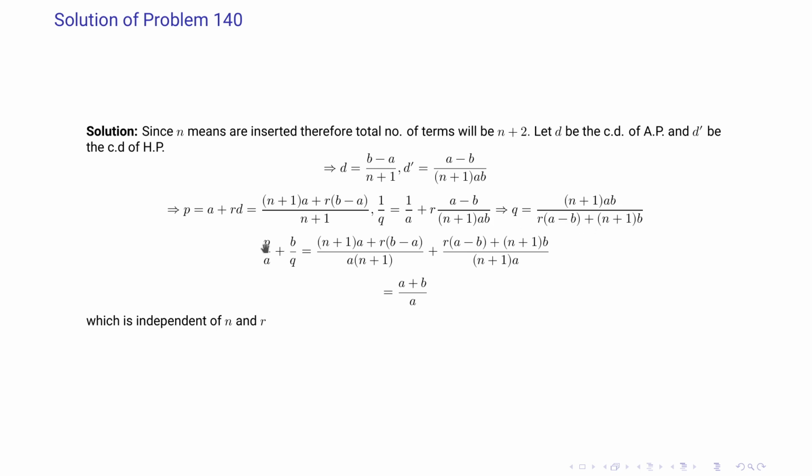Now we substitute this in the expression p by a plus b by q, which gives us this much. Now if you observe carefully, here we have r into (b minus a), here we have r into (a minus b). So these two will cancel out, and the denominator is the same in both the cases. So we will have (n plus 1) into a on the top and (n plus 1) into b on the top. So that will be (n plus 1) into (a plus b). So n plus 1 will get cancelled with the n plus 1 in the denominator. So it will be (a plus b) by a, which is independent of n and r.